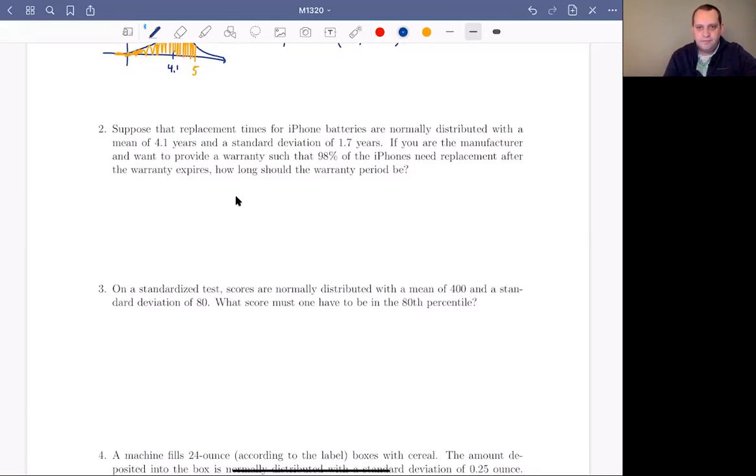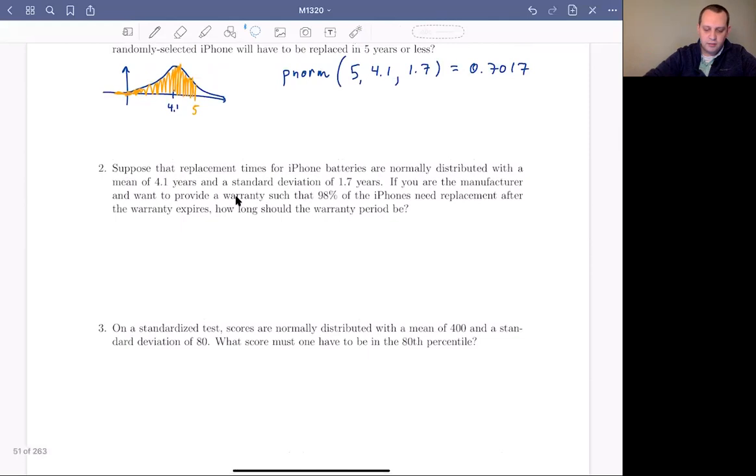That's the question. What you want to do is kind of the same idea. You're going to take the same curve. I think it's just useful to see a graph here. We're going to have a mean of 4.1, standard deviation of 1.7.